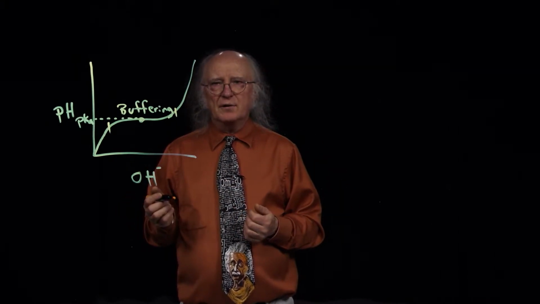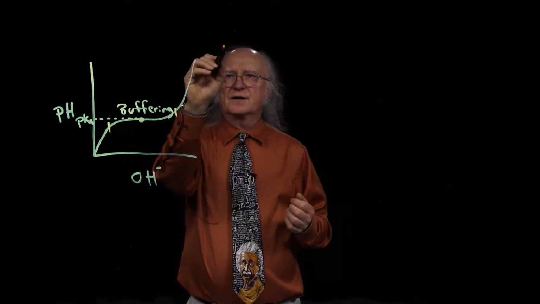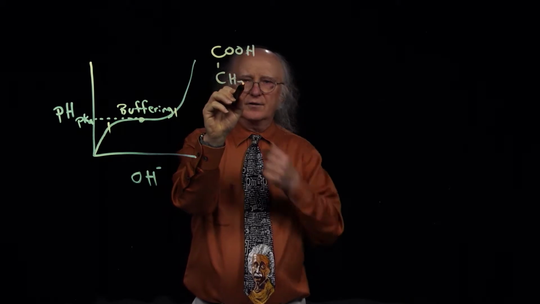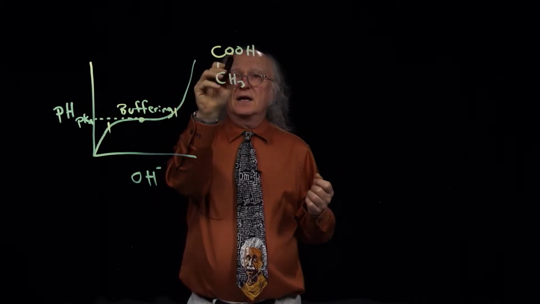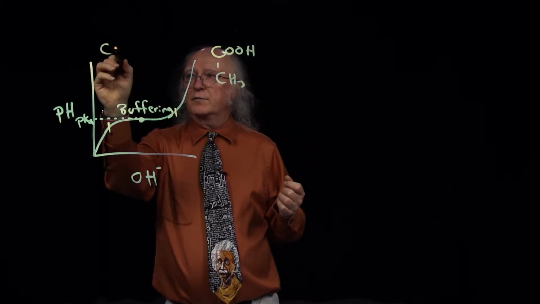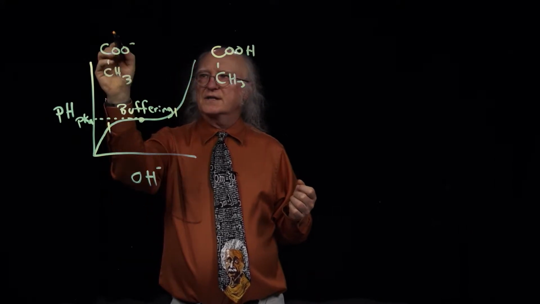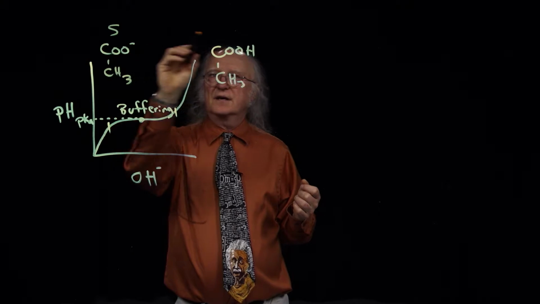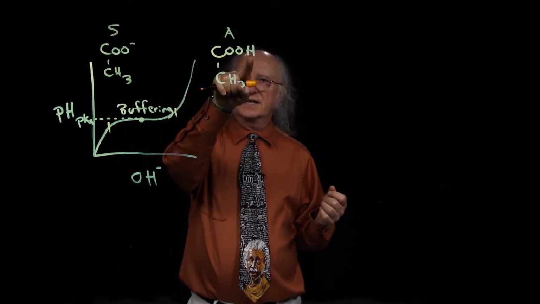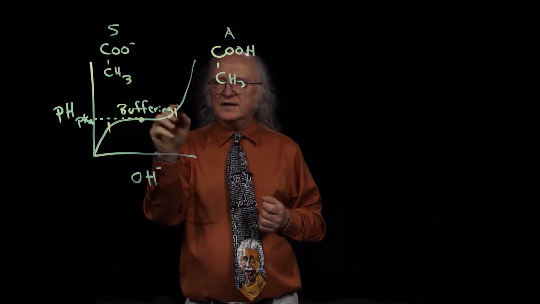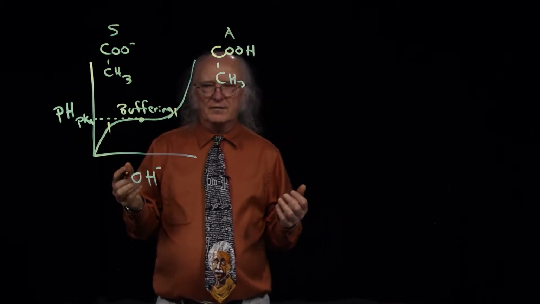Acetic acid, we remember, has the following structure: COOH, CH3. Okay? If the proton is lost, we end up with a structure that looks like this. So this is the salt, and this is the acid, because the acid has one more proton than the salt does. If we look at this buffering curve, we should remember a couple of things.